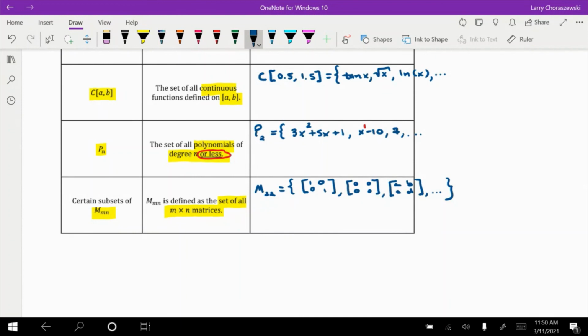But these are some of the more popular subspaces that don't revolve around n space that we'll come across from here on out. Do you have any questions for me?